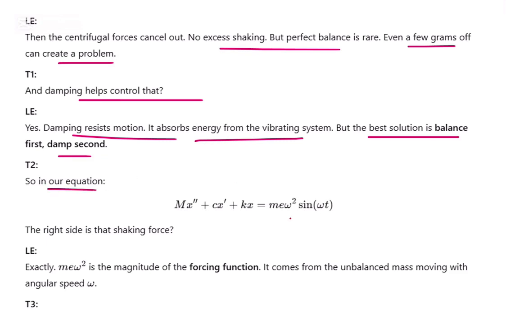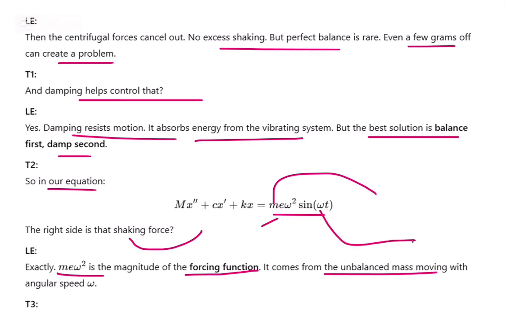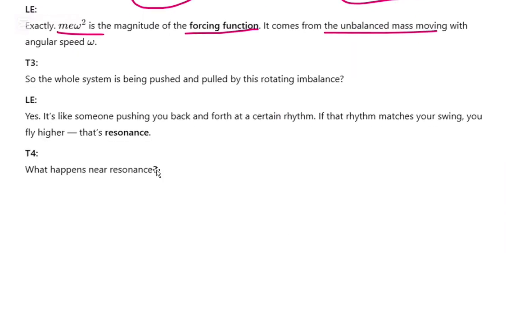So in our equation, the right hand side is the shaking force. Exactly, m e omega squared is the magnitude of the forcing function. It comes from unbalanced mass moving with angular speed. So the whole system is being pushed and pulled by this rotating imbalance. It's like someone pushing you back and forth at a certain rhythm. If that rhythm matches your swing, you fly higher.